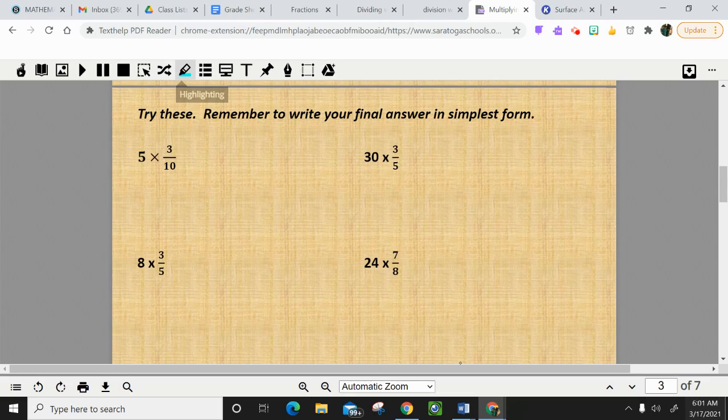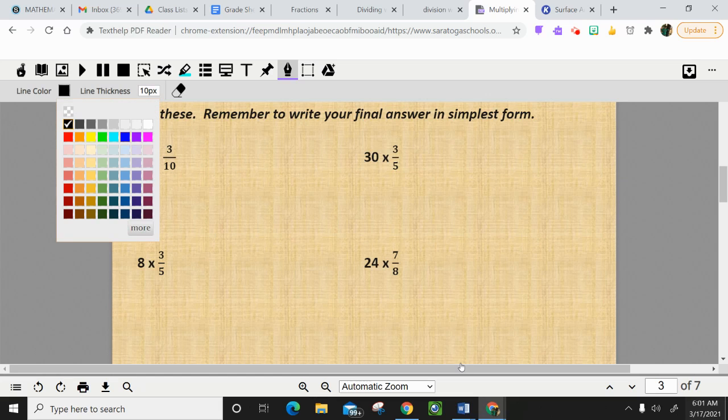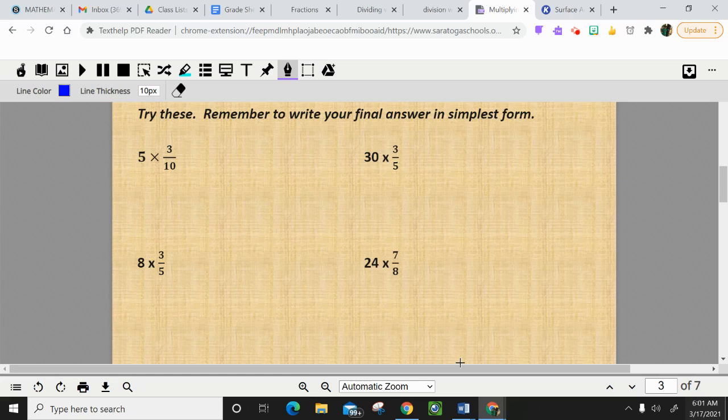So one thing that may have been unclear yesterday is how this looks when we're multiplying these whole numbers. I want you to remember that every whole number can be rewritten as a fraction. Okay? So we can rewrite 5 as 5 over 1. When we multiply that by 3 over 10, we can now see we can multiply straight across. So I can rewrite that as 5 times 3 over 1 times 10.